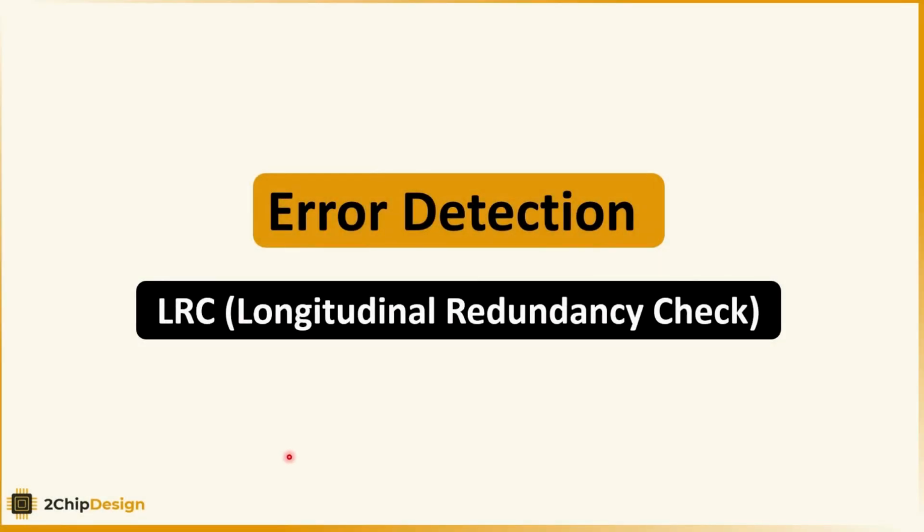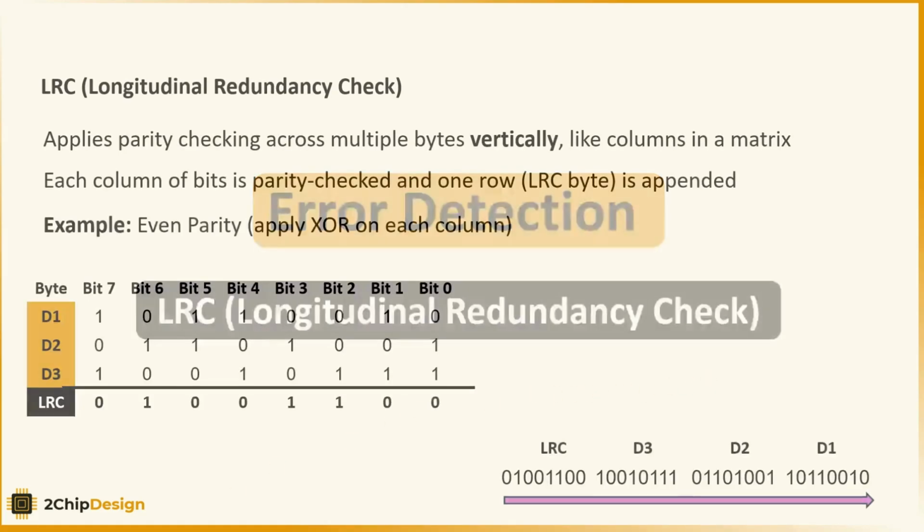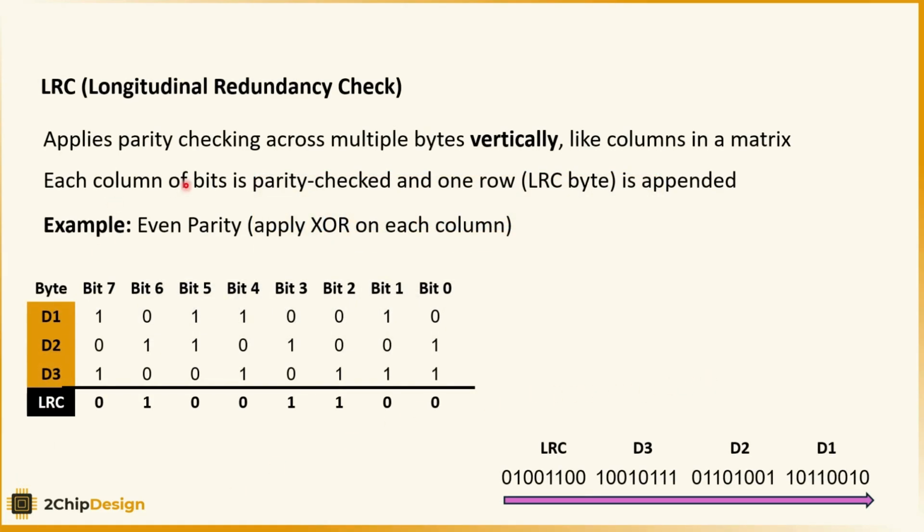Today we're talking about error detection using LRC, also known as Longitudinal Redundancy Check. LRC applies parity checking across multiple bytes vertically, like checking the columns in a matrix. Each column of bits is parity checked, and the result is stored in an extra row called the LRC byte. That LRC byte is then appended to the data, and the whole thing is sent as a packet.